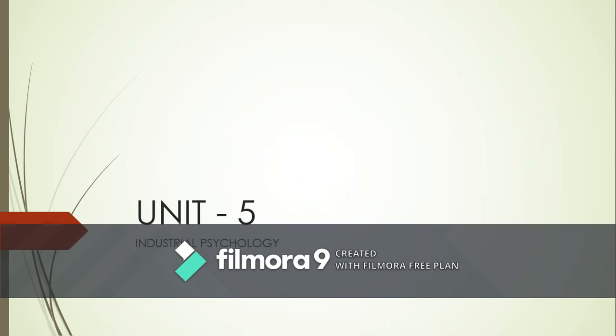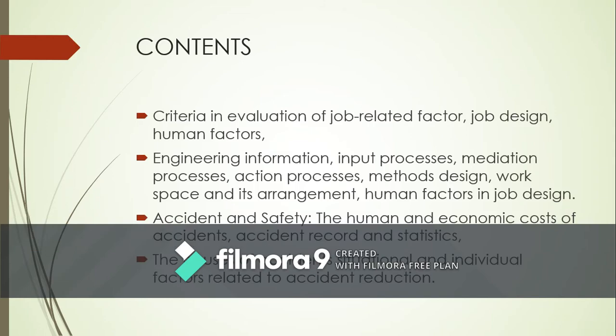This is the last unit of the subject. In this we are going to study various important things related to job in an industrial setup. So we are going to understand what are the job related factors, job design, human factors, engineering information, input processes, mediation processes, action processes, methods design, workspace arrangements, and human factors in job design.